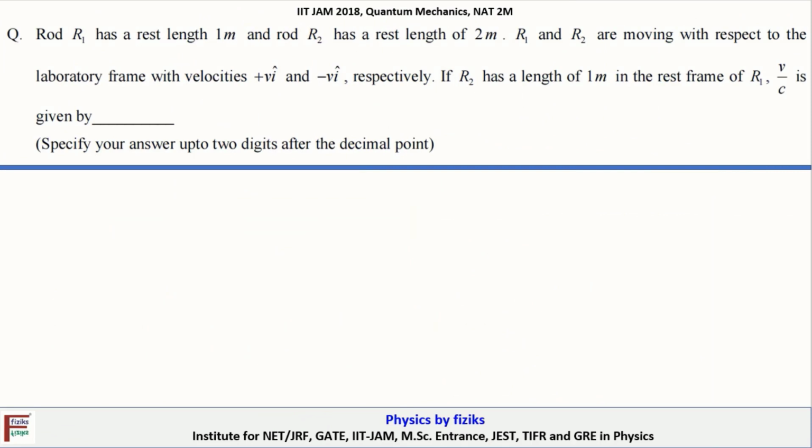This problem is related to the special theory of relativity. Rod 1 has rest length 1 meter and rod 2 has rest length 1 meter. R1 and R2 are moving with respect to the laboratory frame with velocities v i and minus v i. In the laboratory frame, R1 is moving with v i and R2 is moving with minus v i.